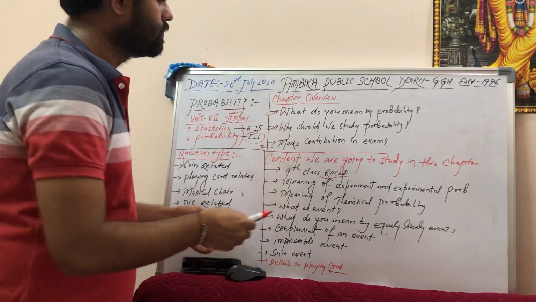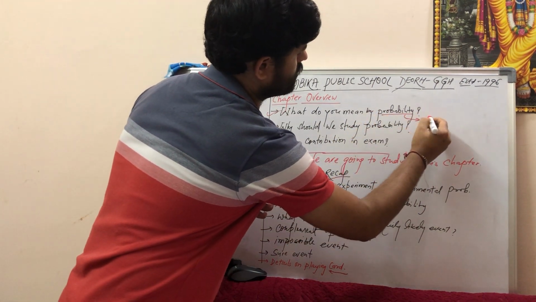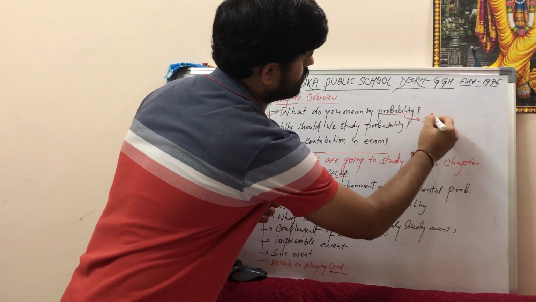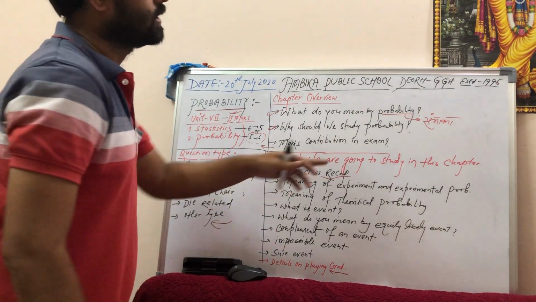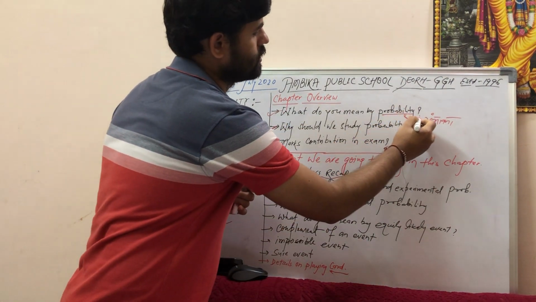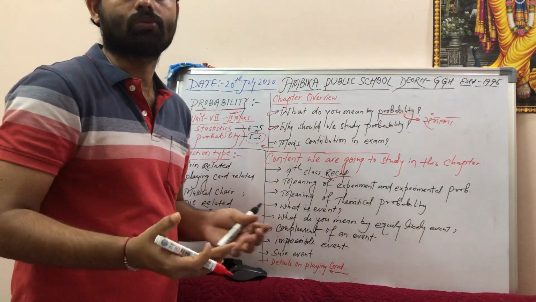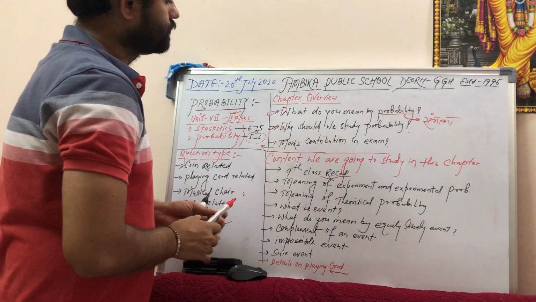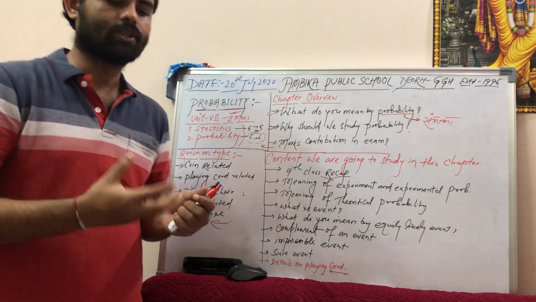So the word probability basically means, in Hindi we can say sambhavna, right? In Hindi we say sambhavna, or in probability, something is going to happen, but we are not sure. Okay, so why should we study probability? What is the relation?